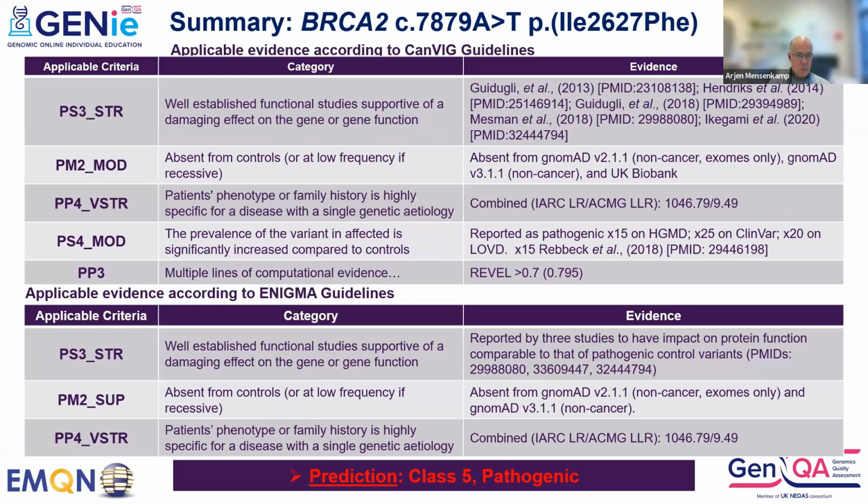So here again, we try to classify this variant according to both CanVIC guidelines and Enigma guidelines. For the CanVIC guidelines, PS3 is applied at strong level based on several functional studies, and the same applies also to the Enigma guidelines, of course. PM2 is applied at moderate level or supporting level, relative to whether you use CanVIC or Enigma, as discussed previously.